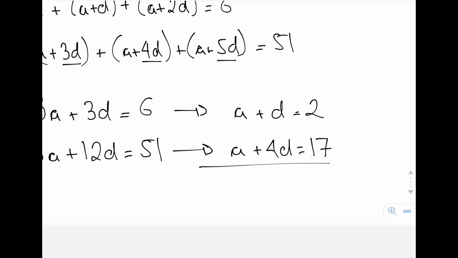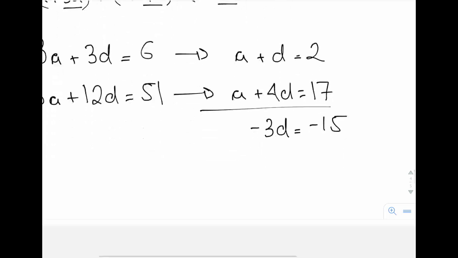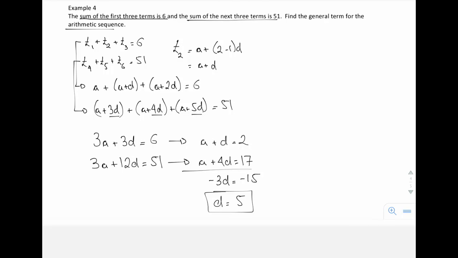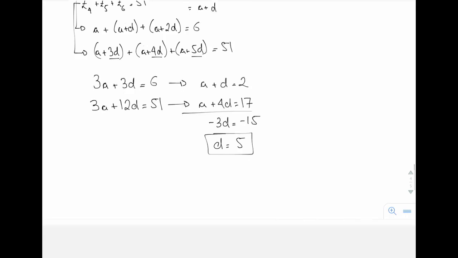At this point, I can see elimination as being the more viable choice, because a and a, when you subtract them, get 0. d minus 4d gives me negative 3d. 2 minus 17, negative 15. And my value for d is going to be 5. So there's my first term, and I need the a value.